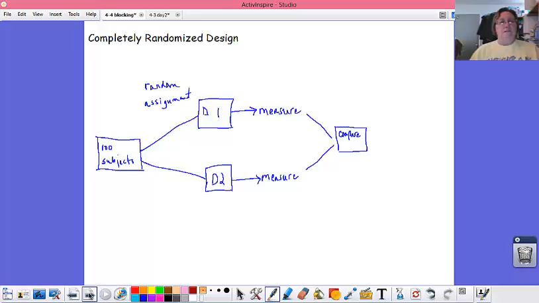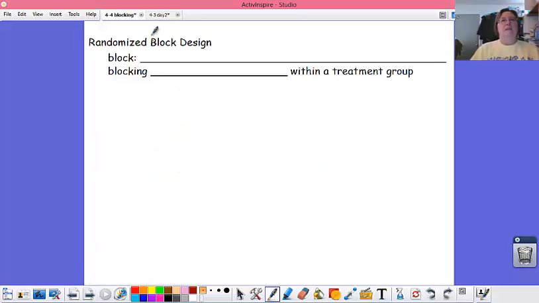Another type of experimental design is called randomized block design. A block is simply a group of subjects that share a similar characteristic or characteristics, a group of subjects that are alike in some regard.